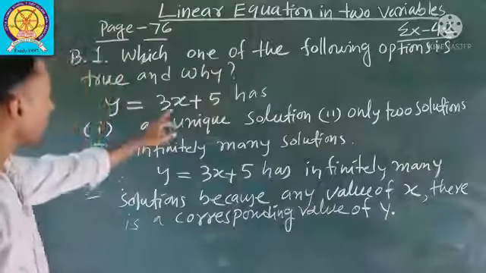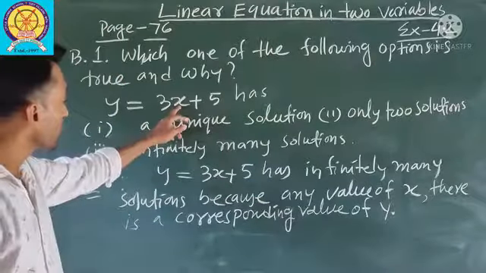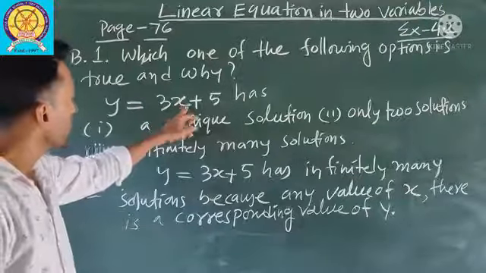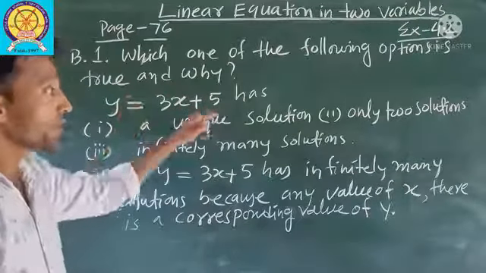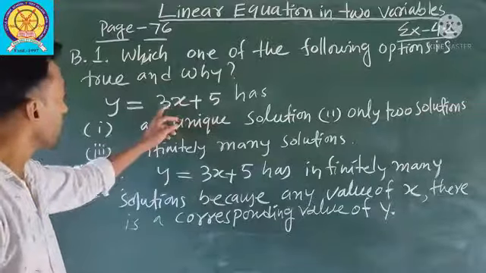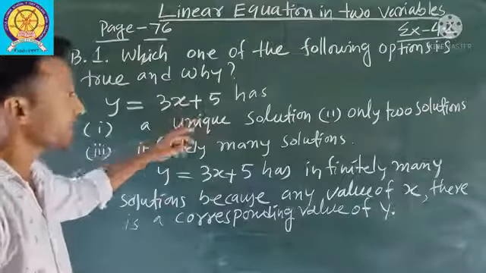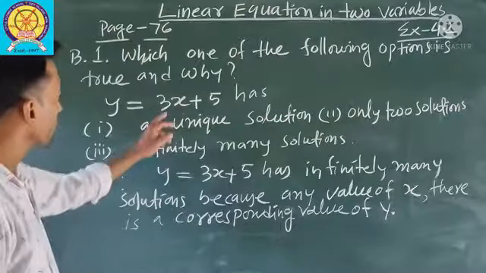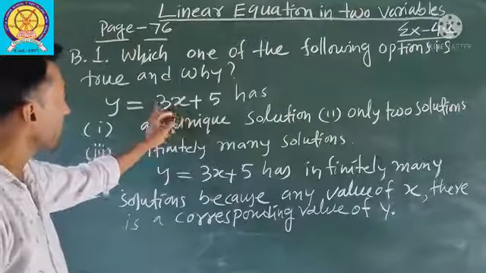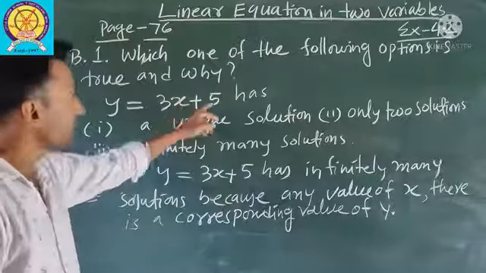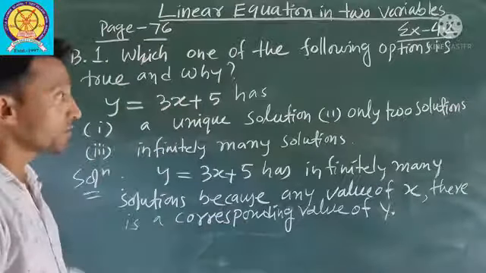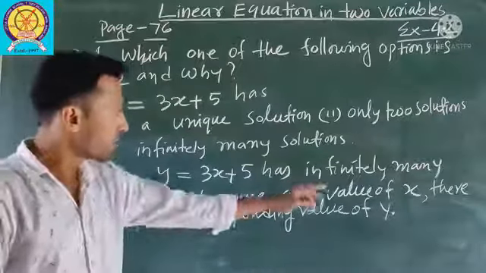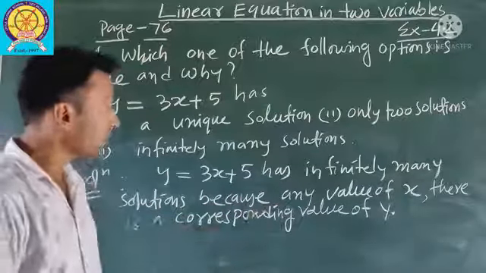If you take x value 0 in this equation, then 3 into 0 is 0, 0 plus 5, you will get y value 5. If you take x value 1, 3 into 1 is 3, 3 plus 5 is 8, then you will get y value 8. If you take, for example, x value minus 1, 3 into minus 1 is minus 3, so 5 minus 3 is 2, then you will get y value 2. For any value of x, there is a corresponding value of y.